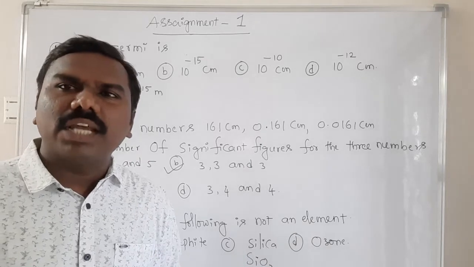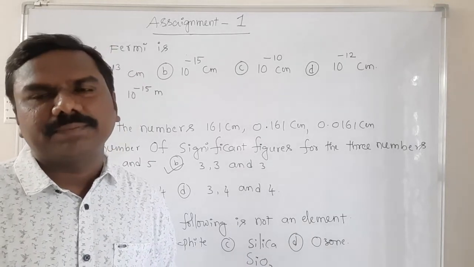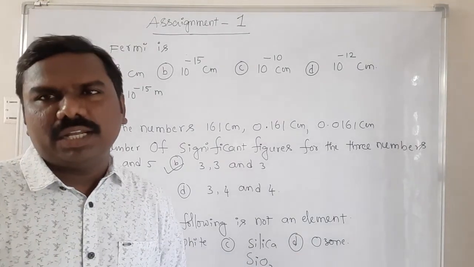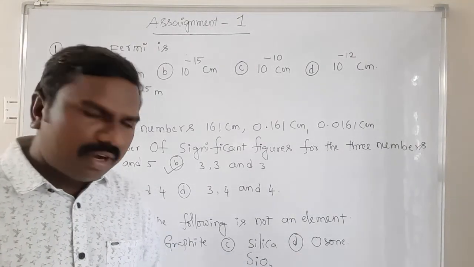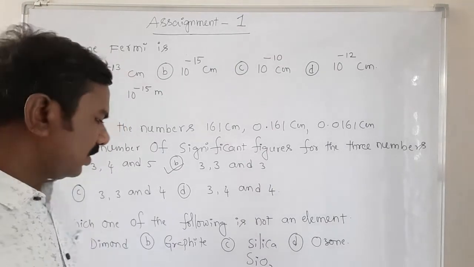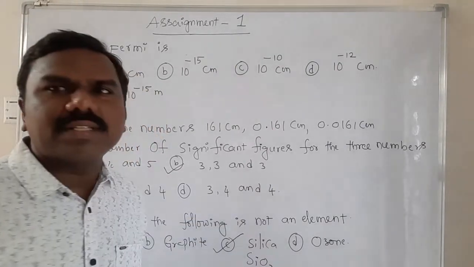Ozone is the elemental form of oxygen. So these 3, A, B and D, are in elemental form, but silica is a compound, not an element. So hence the answer is option C.